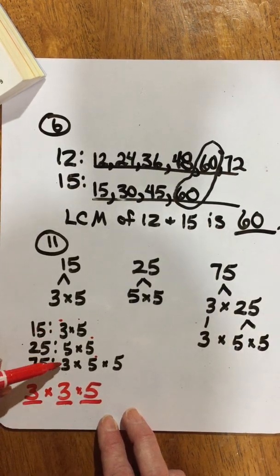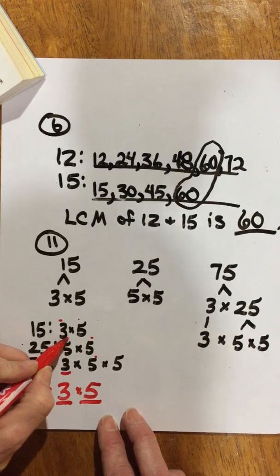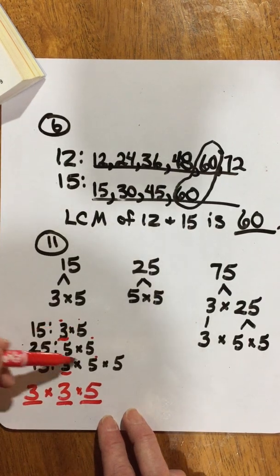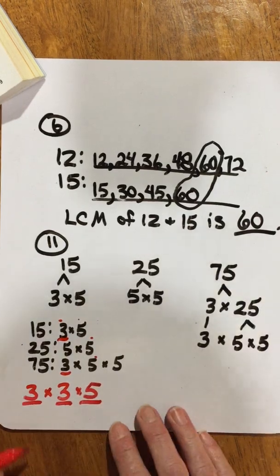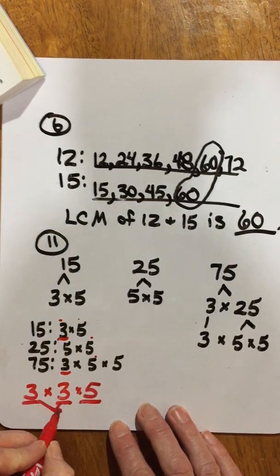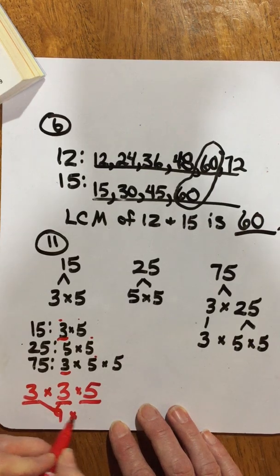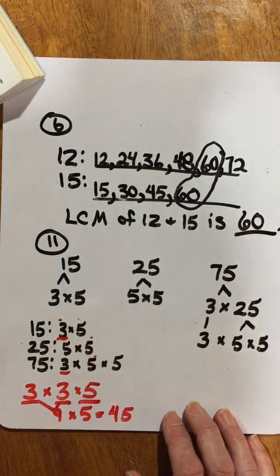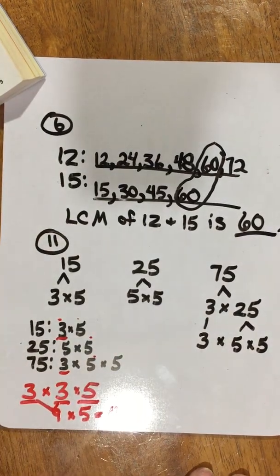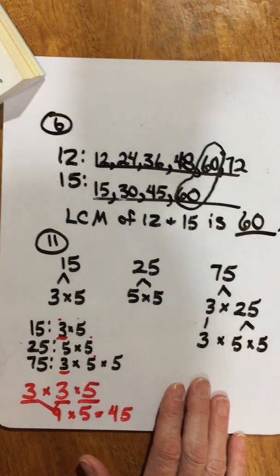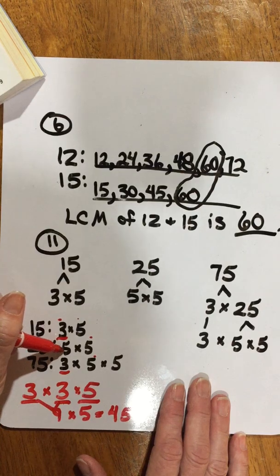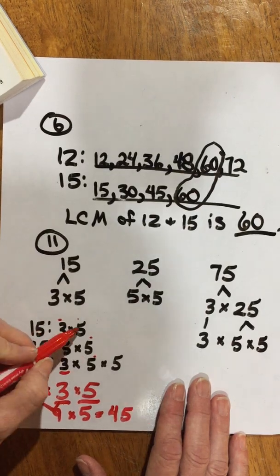1 3, 2 3s, and 5 is repeated on all of them. Let's see what 3 times 3 times 5 is. 3 times 3 is 9. 9 times 5 equals 45. I think we need to keep on plugging along. Let me double check this. Maybe we need one more 5. There's a 5 here. Okay.